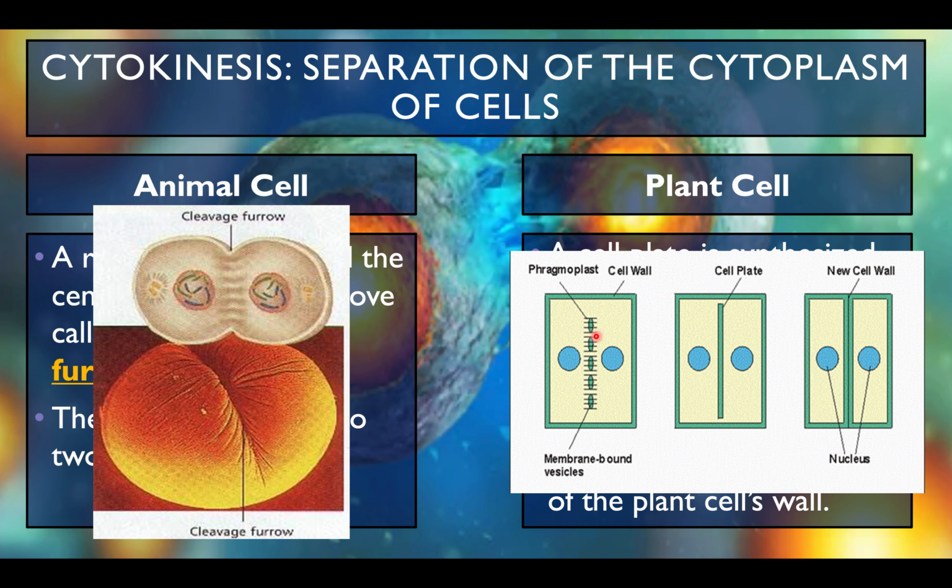Vesicles filled with cellulose come in between the two new nuclei. They release the cellulose, and this new cell plate appears. Eventually, that new cell plate becomes a new cell wall, and you have two new plant cells. Where you had one, now you have two.